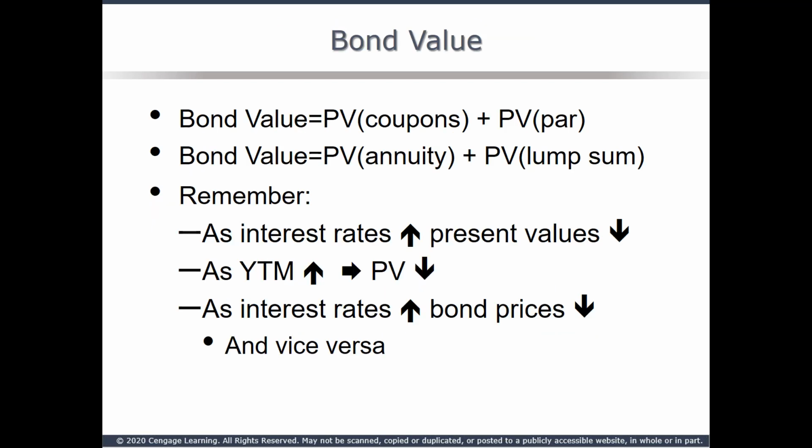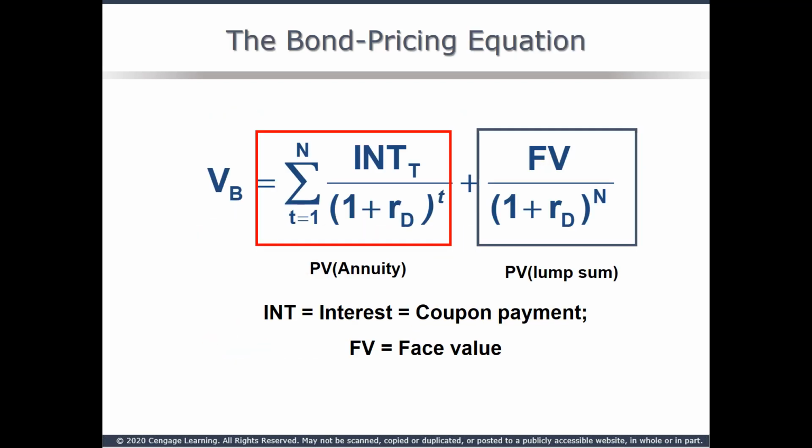Since the value of the bond is based on a present value, the value or price of a bond moves inversely to market interest rates. As interest rates rise, the value of a bond declines, and vice versa. This breaks the bond pricing equation into the annuity portion, the coupon payments, and the lump sum, the face value.